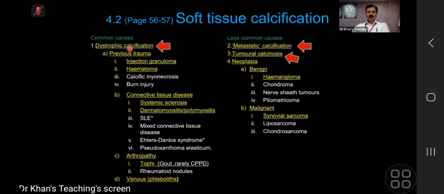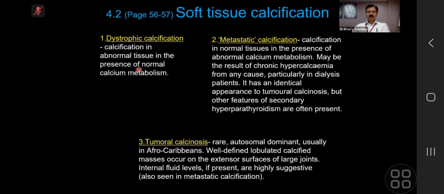Now, dystrophic calcification has got all of these things, and metastatic calcification means, what is the definition? This is from Chapman. You can read it from there. Dystrophic calcification means calcification in abnormal tissue with normal calcium metabolism. And metastatic calcification is usually seen with hyperparathyroidism. Tumoral calcinosis is a specific condition important for differential diagnosis in the exam.